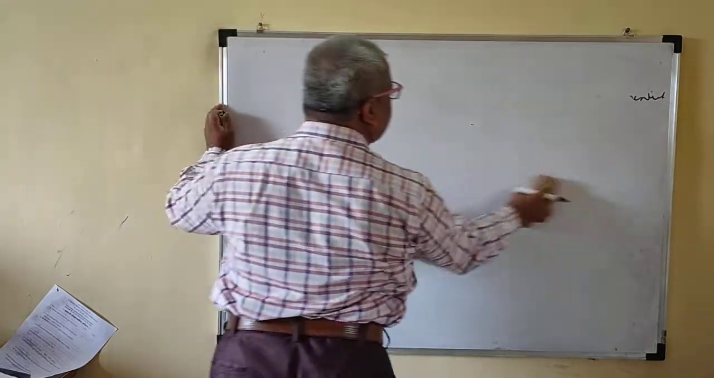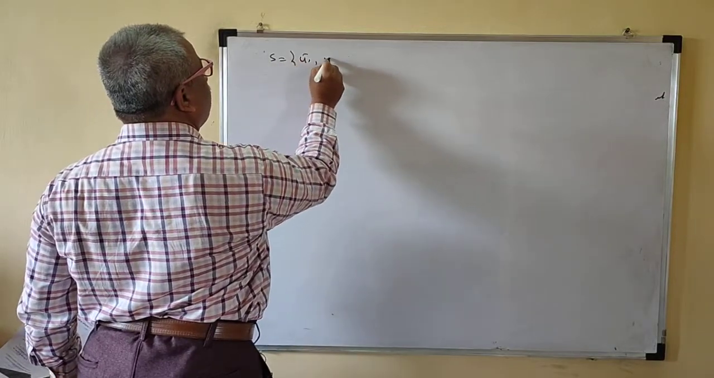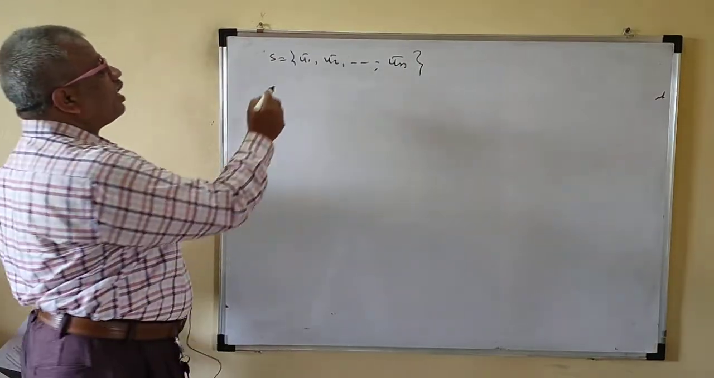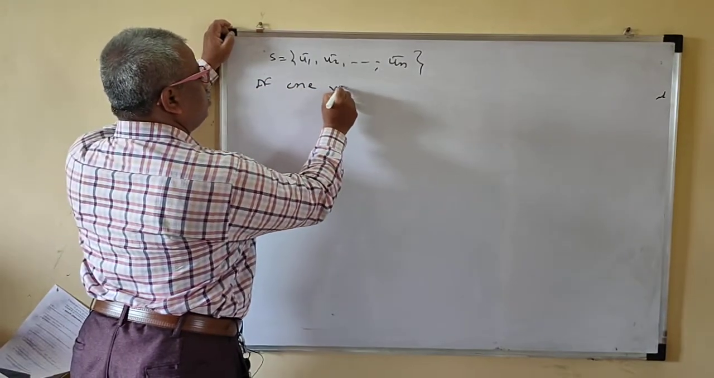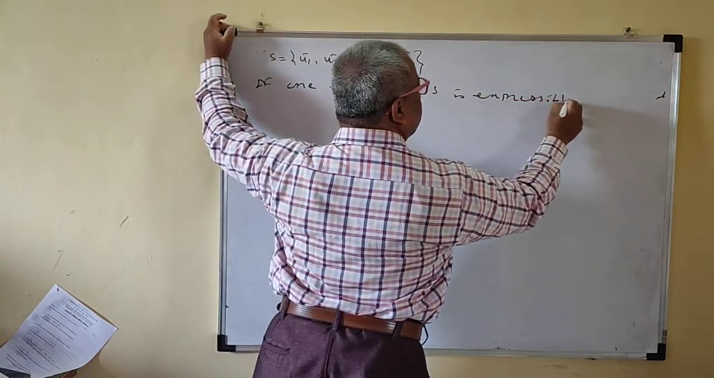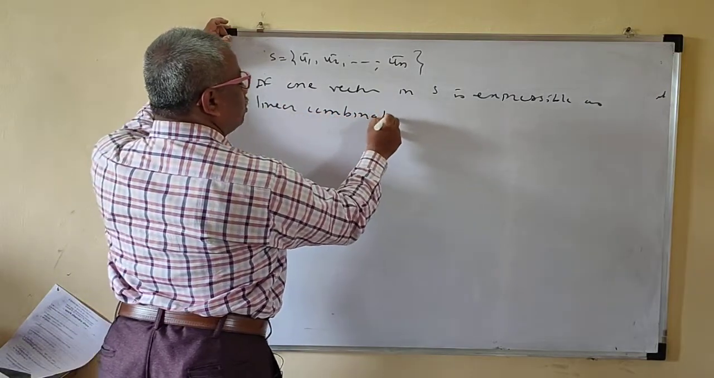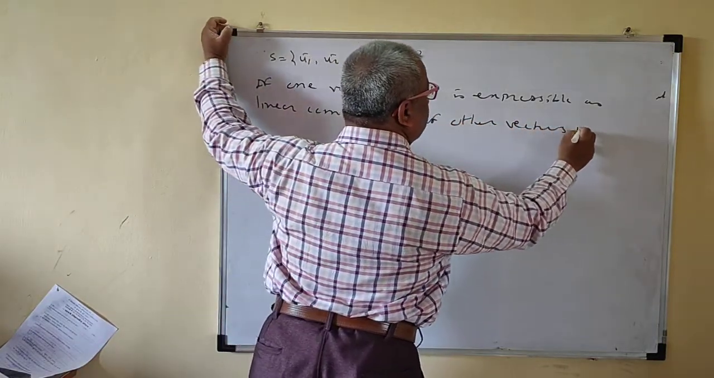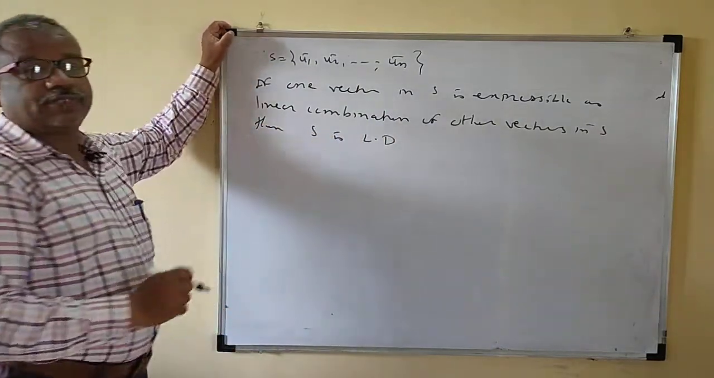Okay. So now one thing is also that suppose this is a set S, containing u1 bar, u2 bar, dot dot dot, un bar. If one vector in S is expressible as a linear combination of other vectors in S, then S is linearly dependent.